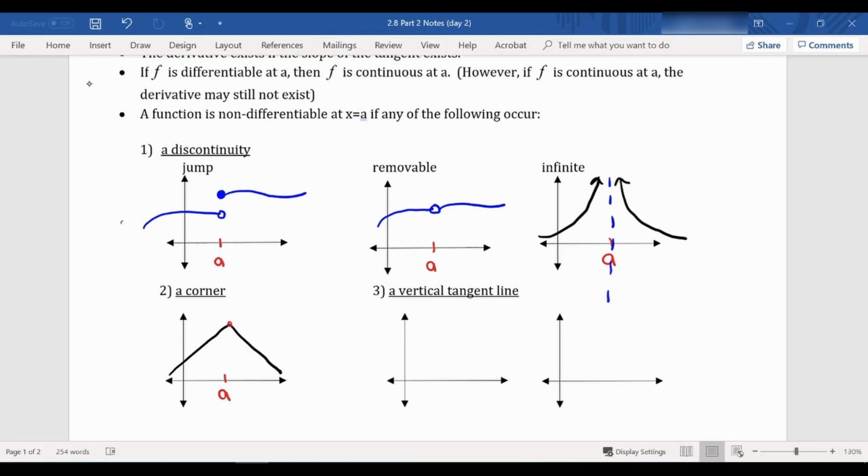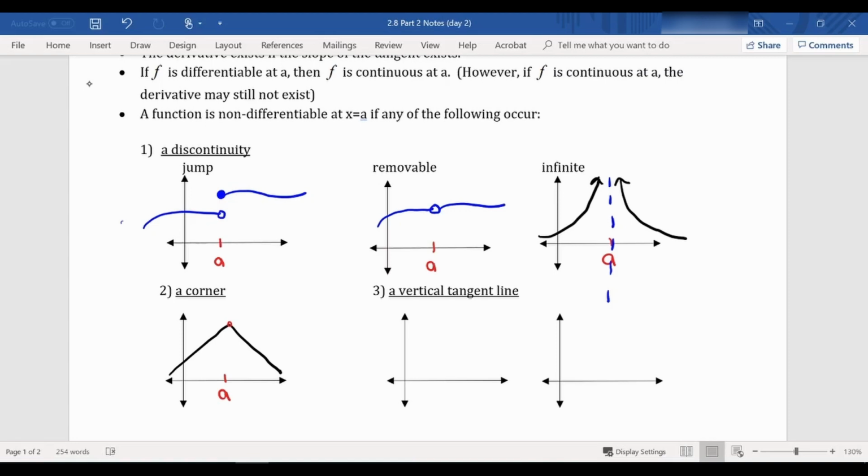So I like to think of this as, if it's differentiable, it's continuous. So kind of like all thumbs are fingers, but just because it's continuous does not make it differentiable. Just because it's a finger does not mean it's a thumb. So kind of like the all thumbs are fingers, but not all fingers are thumbs bit.